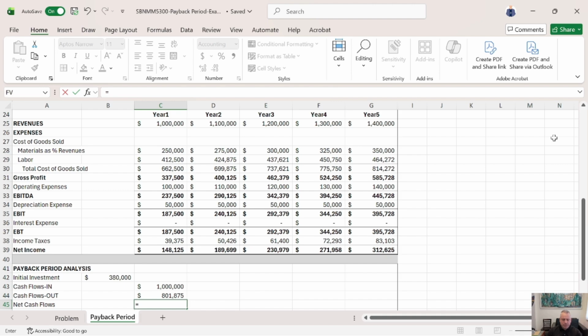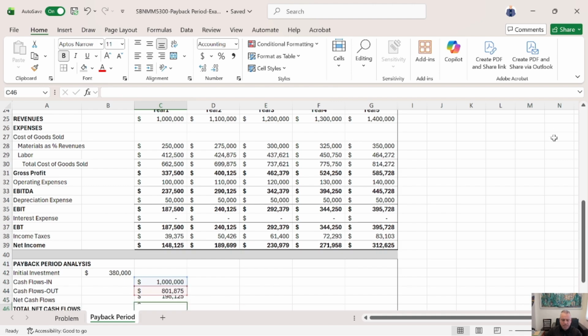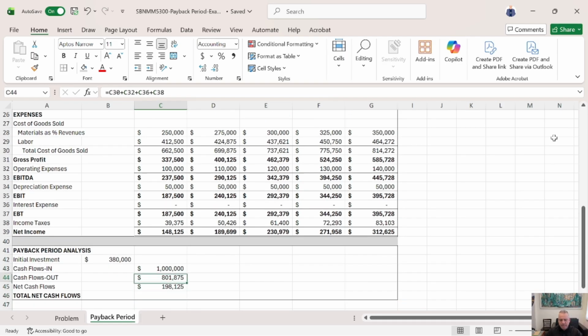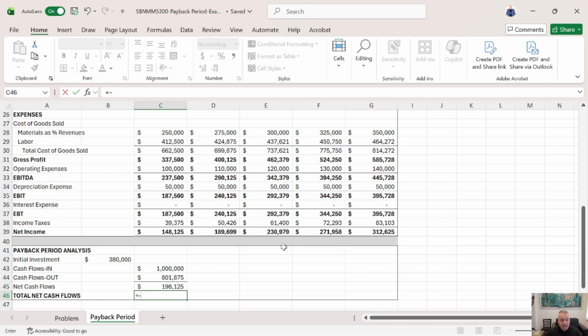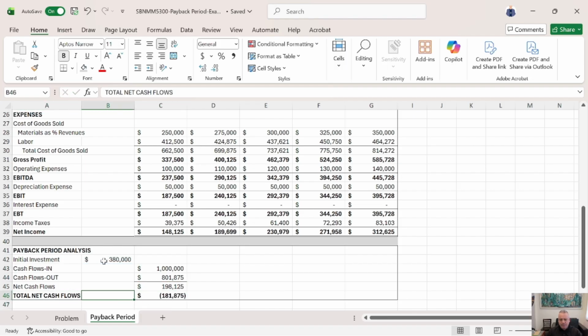So then in this first year, my net cash flows are the million in minus the 801 and change out. So I actually got back $198,000 in net cash in that first year. So to date, if I had a $380,000 investment, which I'm going to indicate as a negative number because that was a cash flow out, I'm going to add that to my net cash flows and see that after 1 year, I'm actually upside down by about $181,000.